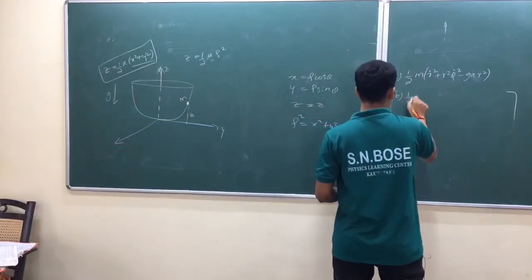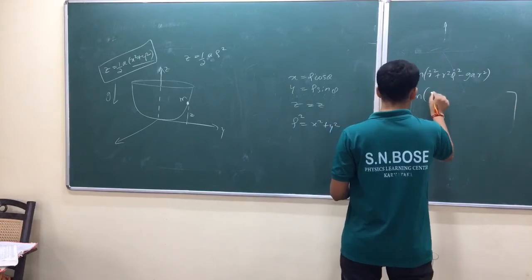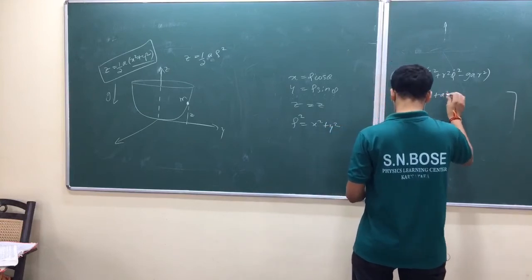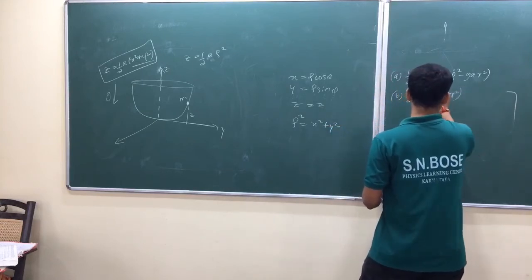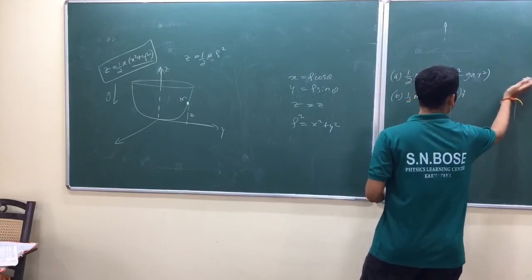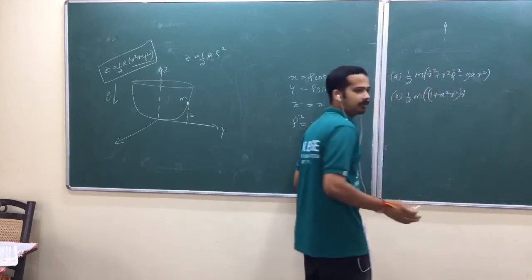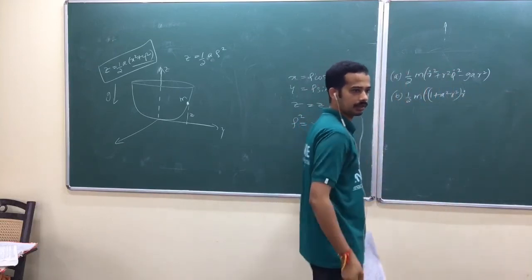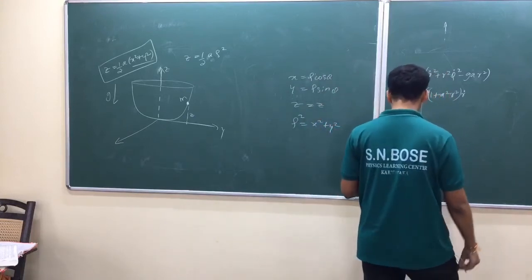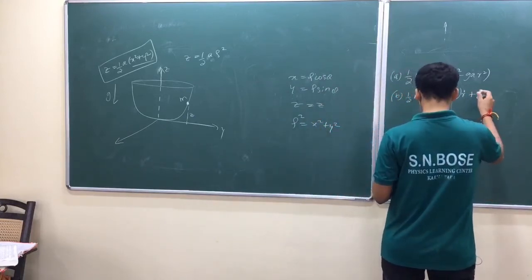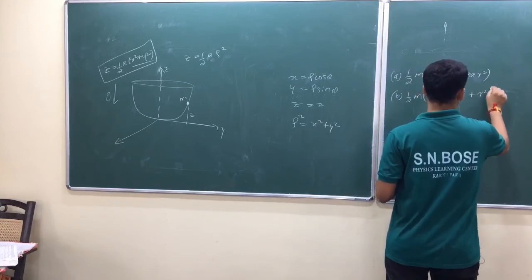So half m 1 plus a square r square r dot square. Why am I writing this one? Because usually we solve very few problems related to cylindrical coordinate. Okay? So there are a couple of problems. He already mentioned that one, but you should get the idea yourself. R square phi dot square.